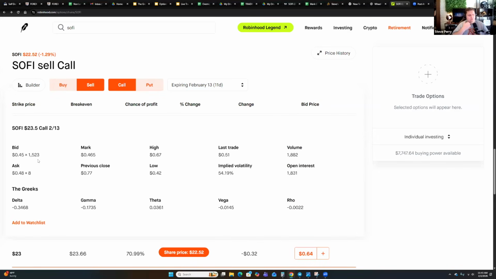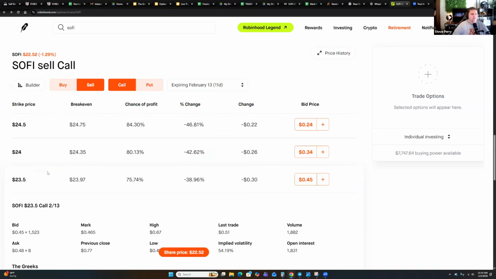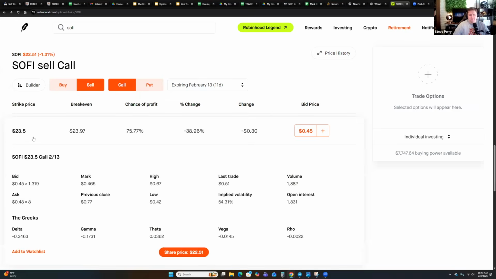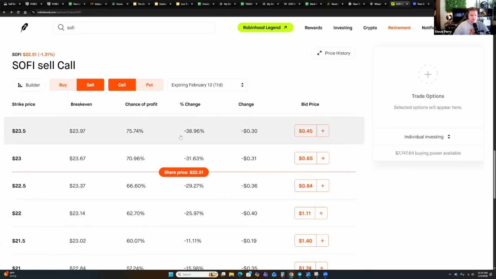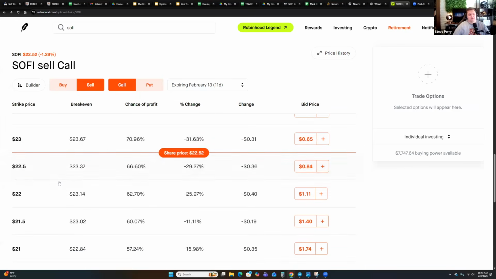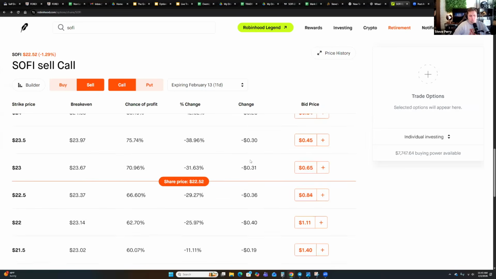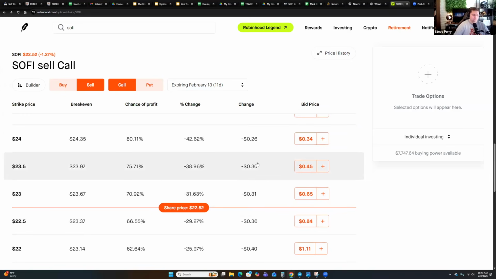Let's do the $23.50 call. Now, if the price were to drop in the next couple of weeks, that one's not going to be as pricey. You wouldn't make as much money on it, but you could sell maybe the $22.50 one, or you could sell the $23 one, and those would become more pricey, especially as the market drops.